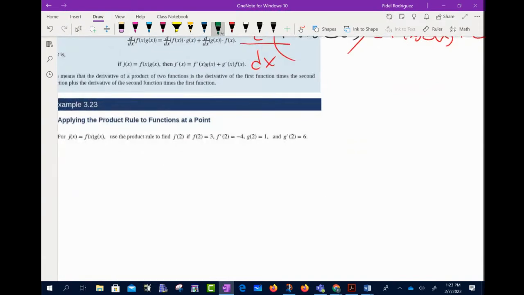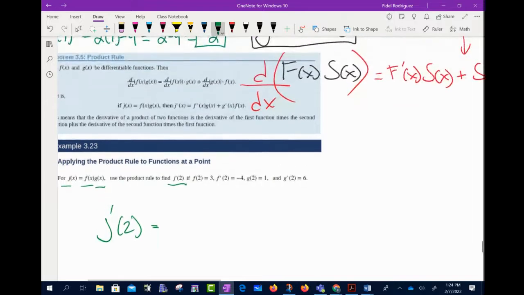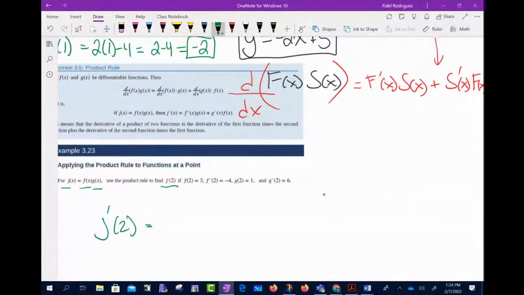Been a little while. Okay, so take a look here, y'all. It says for j of x equals f of x times g of x. Use the product rule to find j prime at 2. So this is what we're going to do. We're looking for j prime at 2. I'll use the functions they got here because they have f and g. So I'll use f and g.